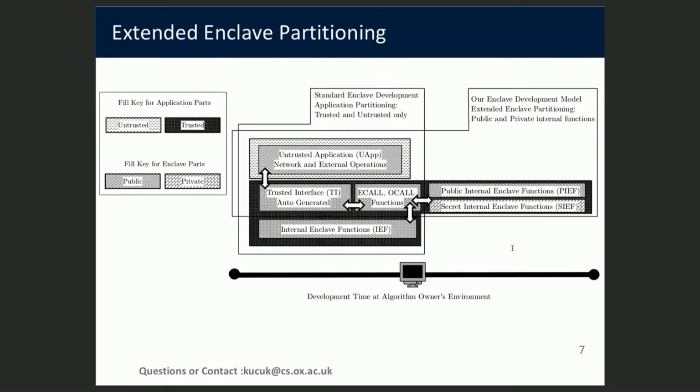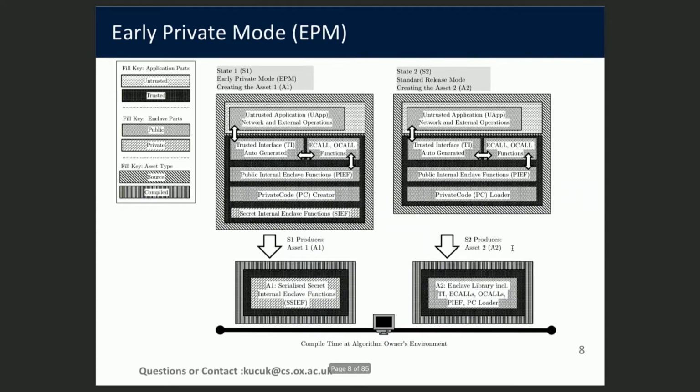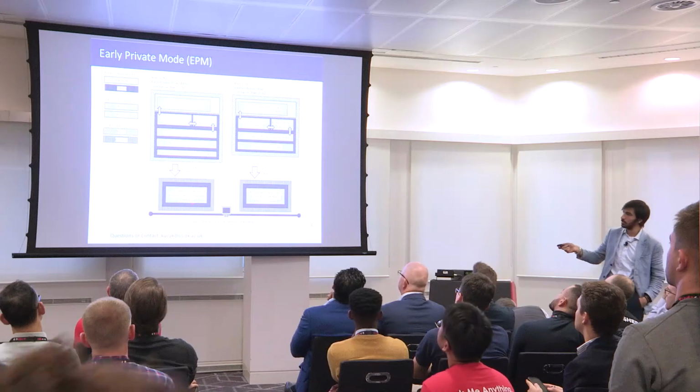But what we propose is extended enclave partitioning. Initially you partition your application into trusted and untrusted parts. And inside the trusted part, we define public and private internal enclave functions. The private internal enclave functions will be loaded, fetched later on. And we introduced this early private mode. While compiling the code, you export the instructions from the runtime memory into a serialized blob, and this will be restored later on.